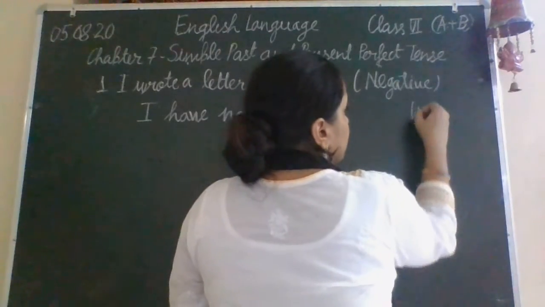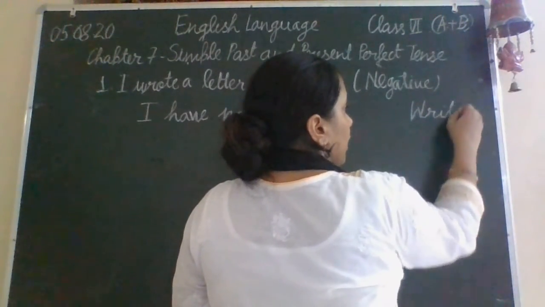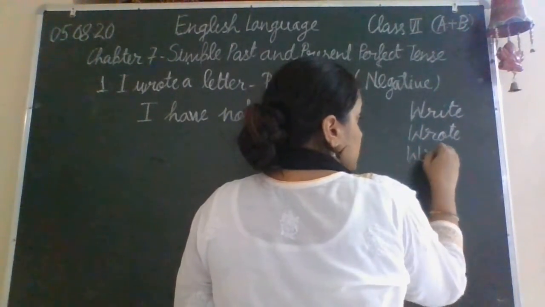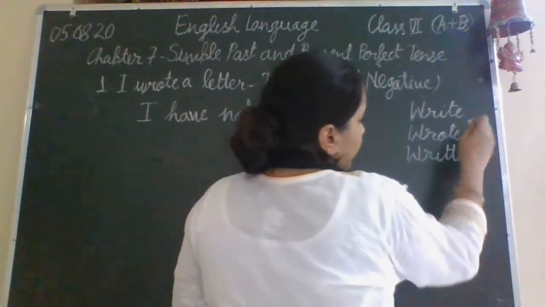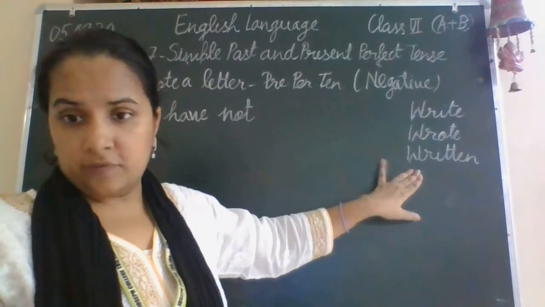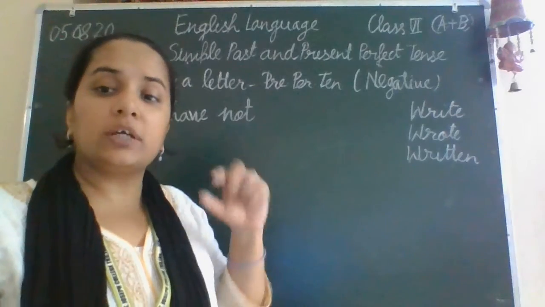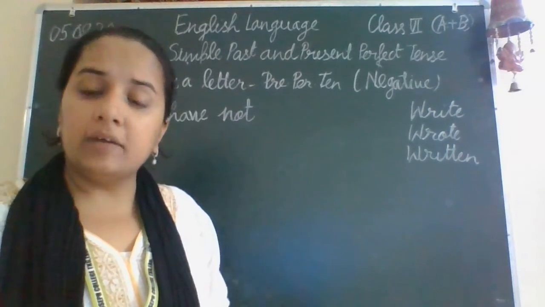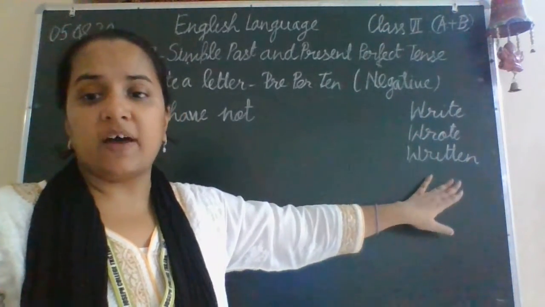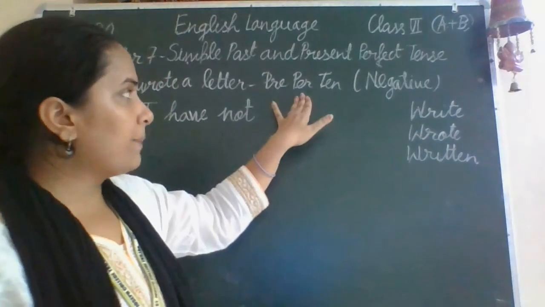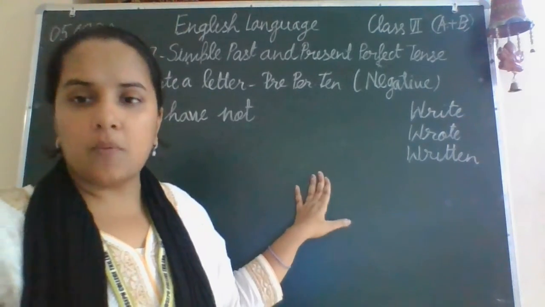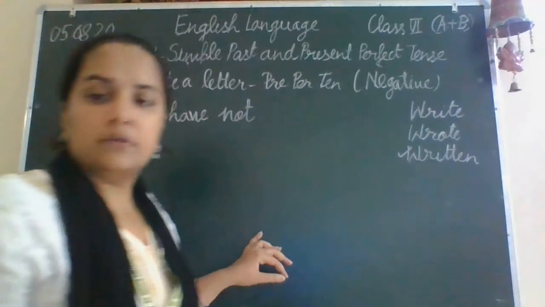So, write, wrote. The third form is written. And here we are changing the vowels and consonants. That's why it is an irregular verb. The regular verbs are the ones in which we just put ed, and that makes the second form and the third form of the verb. Here we are changing the vowels and the consonants. That's why this is an irregular verb. For the present perfect tense, we need the third form of the verb, and the third form of the verb is written.